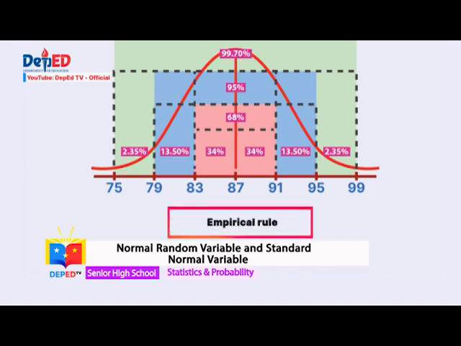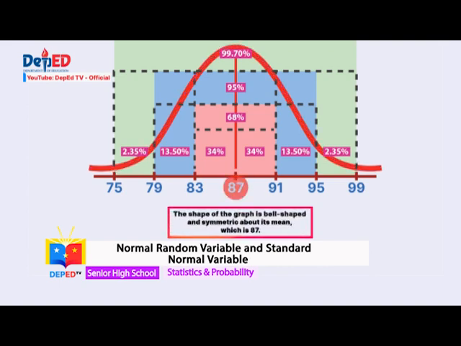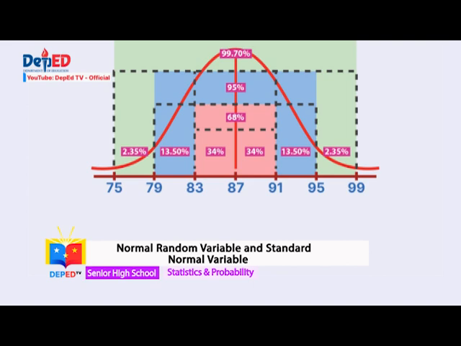Using the empirical rule, we can say that the distribution of the grades of the senior high school students in statistics and probability are distributed normally because the shape of the graph is bell-shaped and symmetric about its mean, which is 87. This also indicates that most of the students' grades fall close to the mean and fewer of them are far below or above the mean.